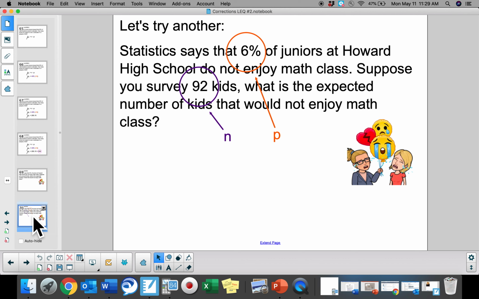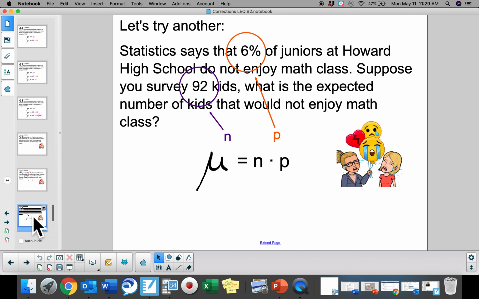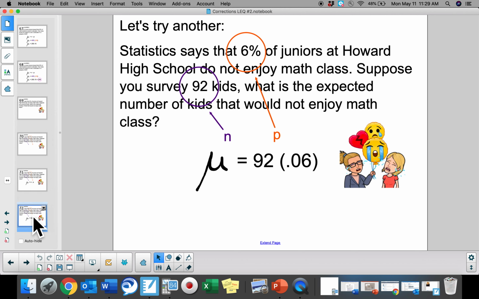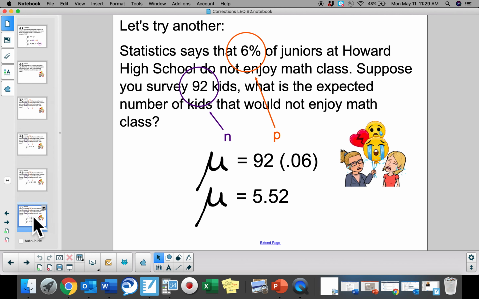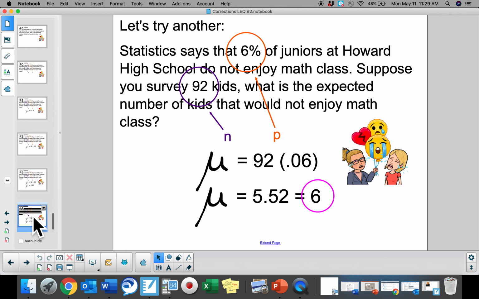Find your n and your p. Write your formula. Plug them in. Now 6% is not 0.6. It's 0.06. Be careful. Slap it in your calculator, you get 5.52 kids. Since you can't have 0.52 of a kid, we're going to round that to 6 kids.